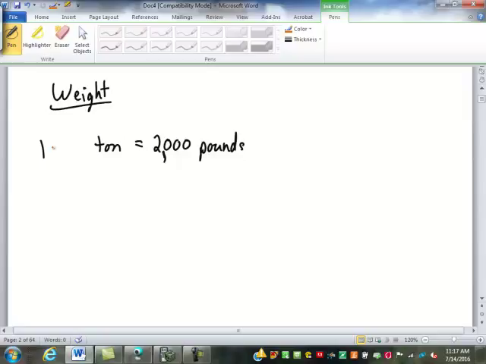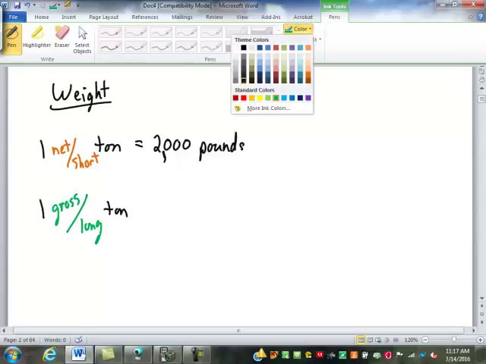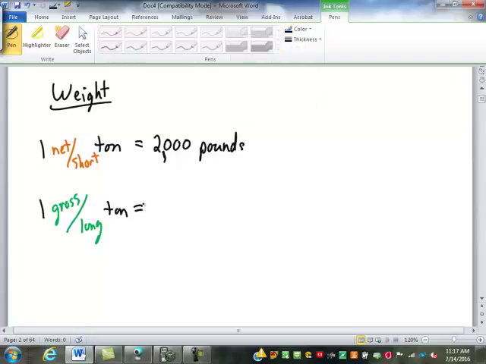Technically, this is what's called a net or a short ton. But again, that's almost always what is used. Of course, if there is a net or a short ton, that implies that there is something called a gross or a long ton. You don't need to write this down because it will never come up in the class, but I just want to expose you to it so you know what's out there. A gross ton is 2,240 pounds.